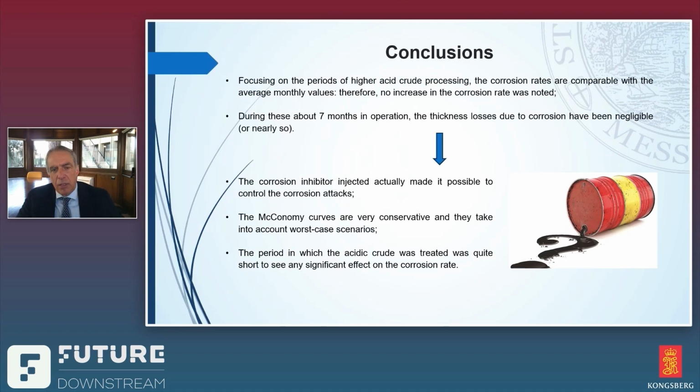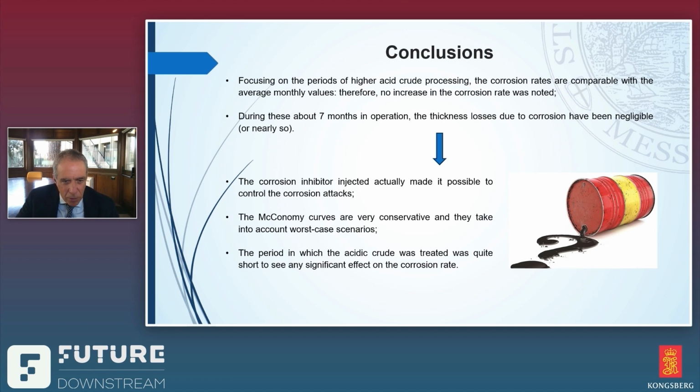So the conclusion. I have to say that the corrosion rates are comparable with the average monthly values. No increase in corrosion. I repeat, just because we also used the inhibitors. So there have been negligible thickness losses, or nearly so, meaning not higher than what we expected. And obviously the corrosion inhibitor made it possible to control the corrosion attacks.